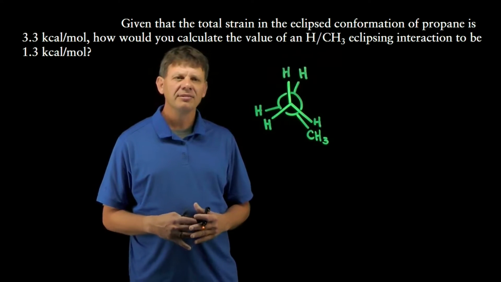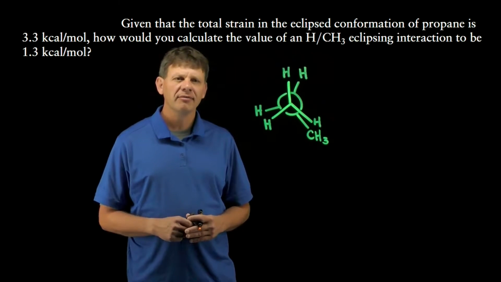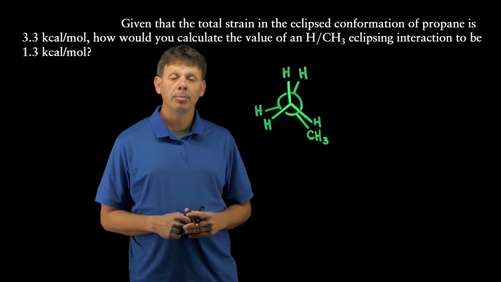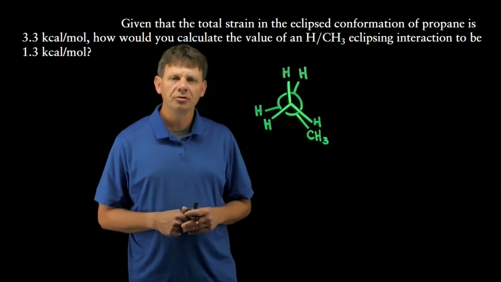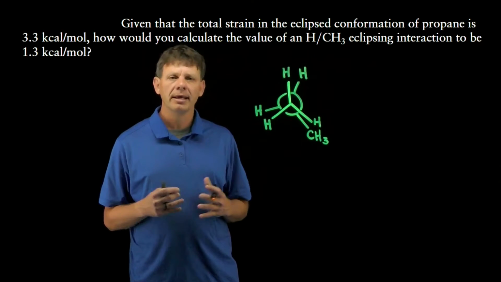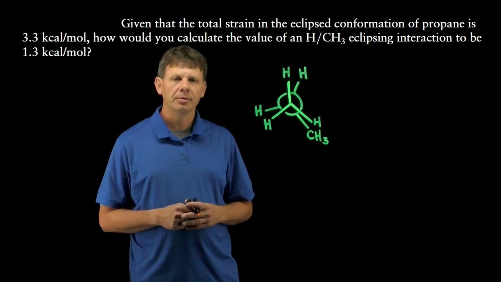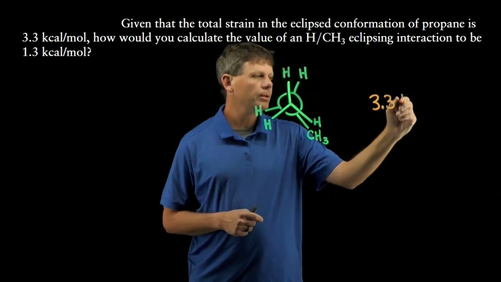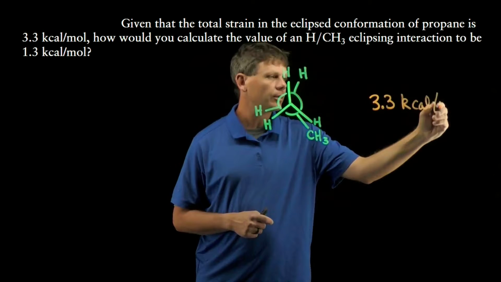This assessment asks us to tell how we would calculate the value of an H-CH3 eclipsing interaction to be 1.3 kilocalories per mole, based on a total strain in the eclipsed conformation of propane of 3.3 kilocalories per mole. Let's write that down. The total strain is 3.3 kilocalories per mole.